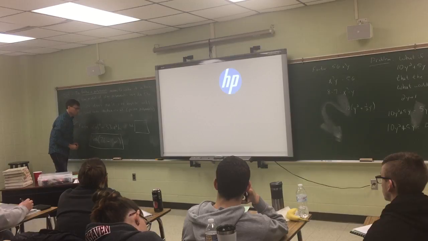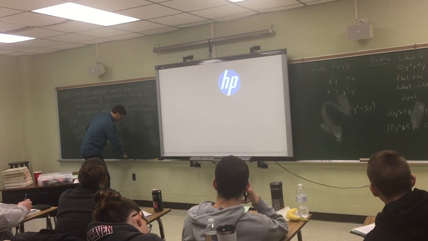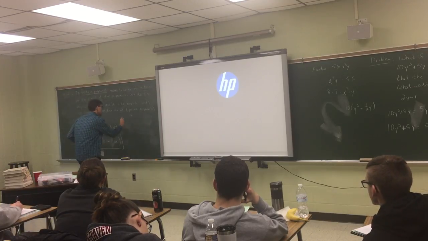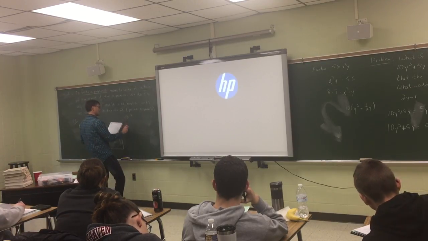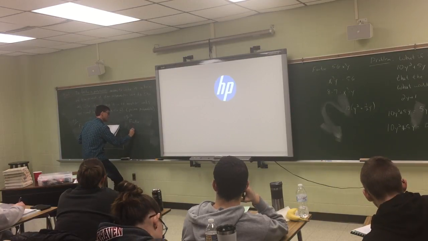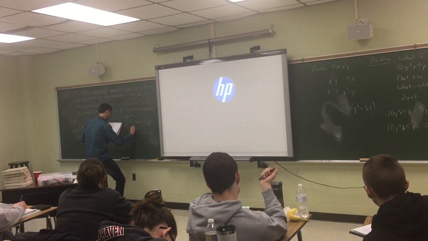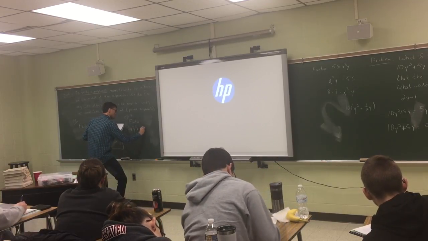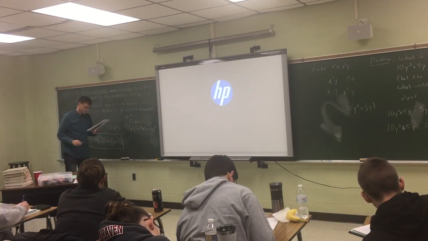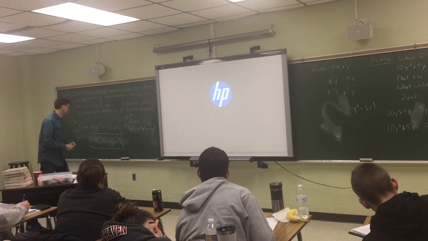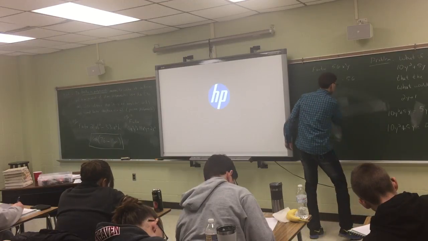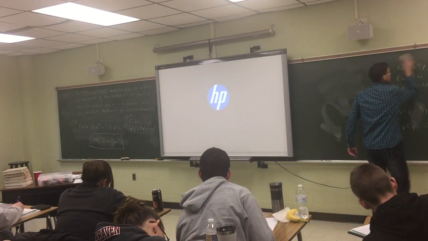Okay. Now you try one. What I want you to try is you factor 6x cubed y squared plus 14x squared y plus 2x squared. You factor that. I'll come around and see how you're doing.